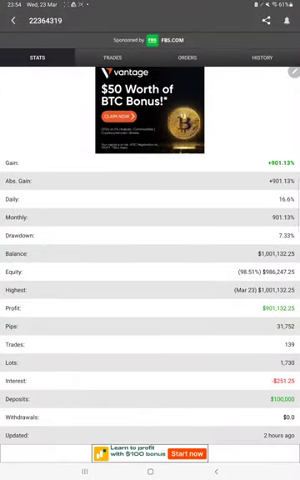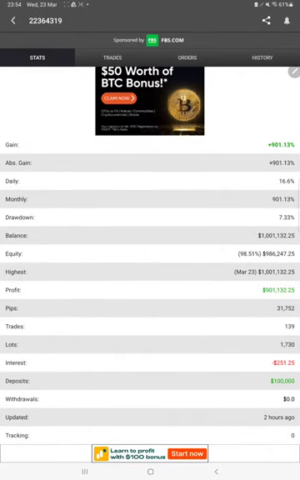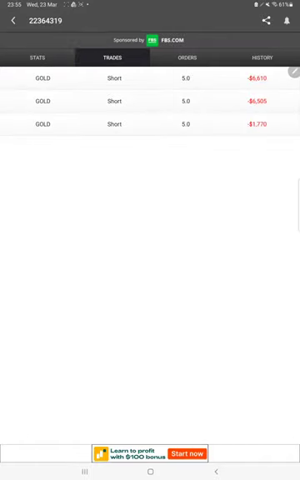Starting with a new update, here you can see the MyFxBook statistics. All the details are available. Here is the absolute gain, total percentage of gain, monthly return, drawdown, current balance which is 1 million, total profit, pips achieved, deposit amount, and 2 hours ago it was updated. So all these details you can verify.